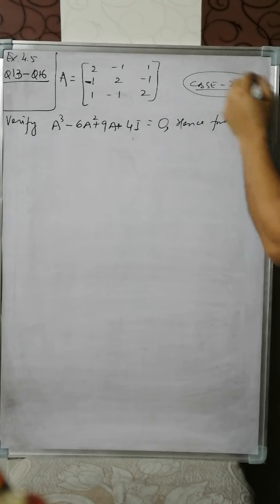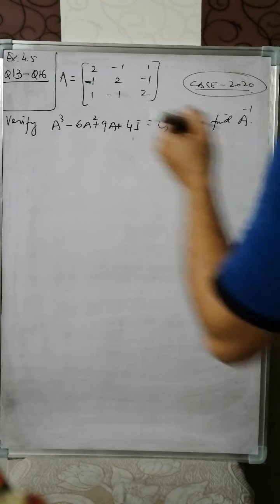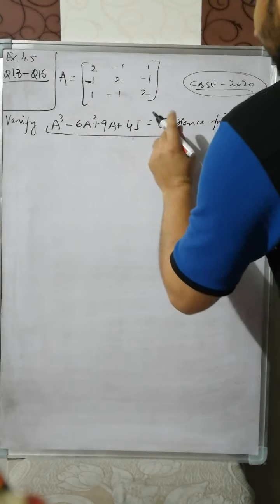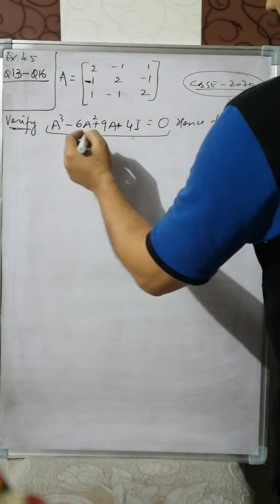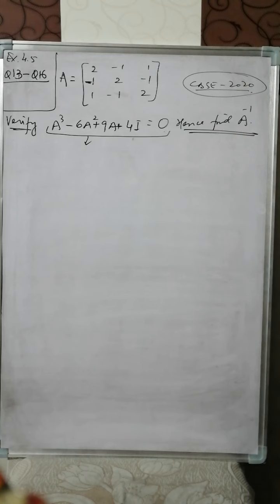This was supposed to be in matrices, but it is given in the determinant chapter, and this question was in the board exams in 2020 as a 6 marks question. A square matrix is given to us, and a combination, an equation of matrices, is given. Sometimes you can write it in terms of a function also. We have to verify this, and after verifying it we have to find the inverse of the matrix.